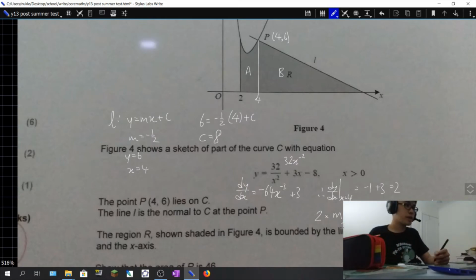Yep, c is 8. So now we want to figure out the x-intercept. So that's when y is 0. Well, y is equal to negative half x plus 8, and we want to make that 0. So 0 is equal to this, and you're going to get negative 8 is negative half x. So x is going to be 16. So this guy's going to be 16.